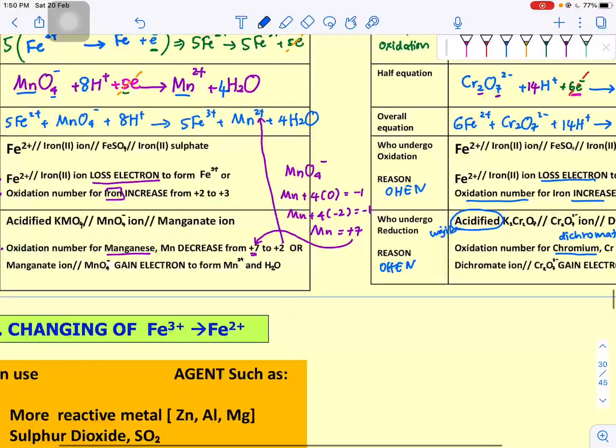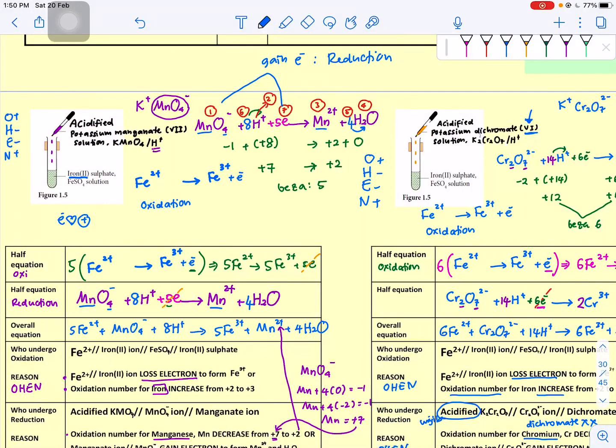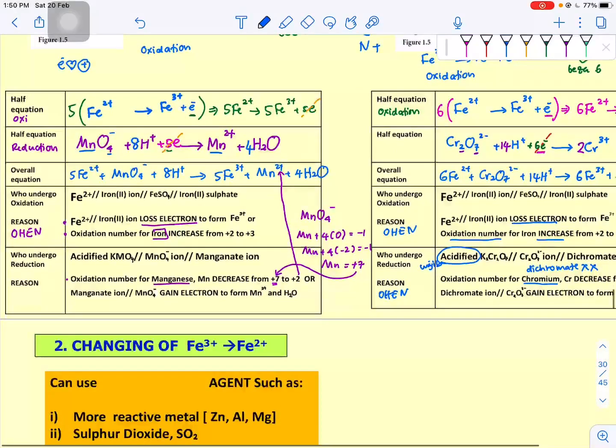Iron 2 to iron 3. Okay, so we can use any pair. Tak kisah nak pakai chlorine, bromine or acidified. As long as you know the half equation, you boleh identify who undergo oxidation and reduction menggunakan OHN. Dan you mampu tulis dengan baik, tak ada masalah.